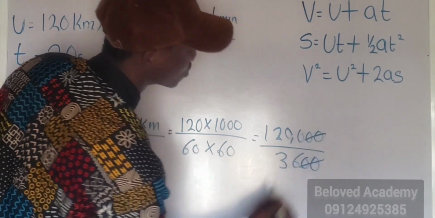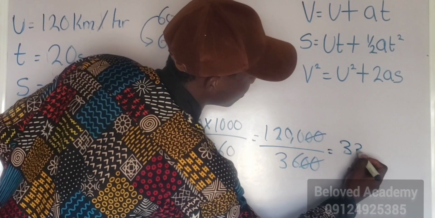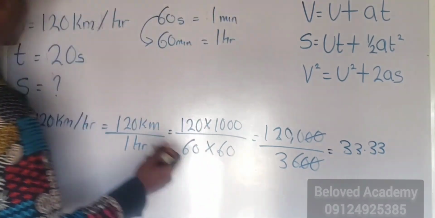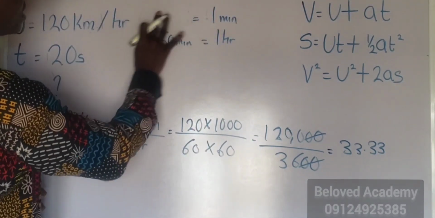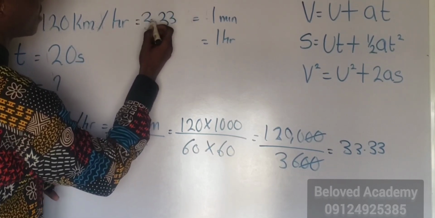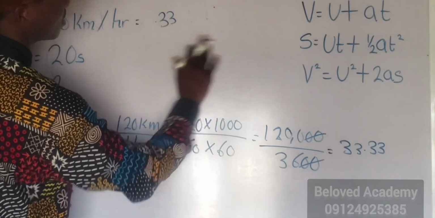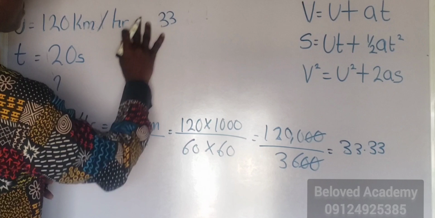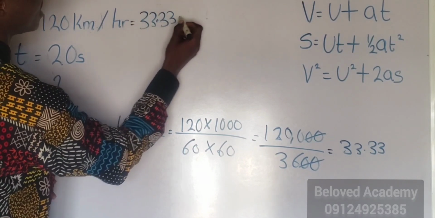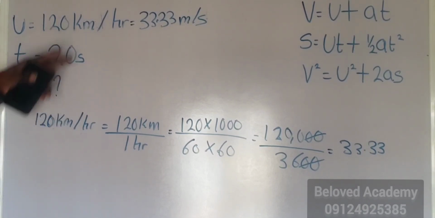So this zero will cancel this zero. So we are left with what? 1,200 divided by 36. 1,200 divided by 36, that is 33.33. Okay, so this is equal to 33.33 meter per second.